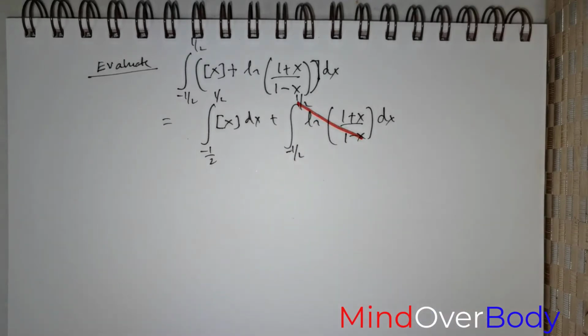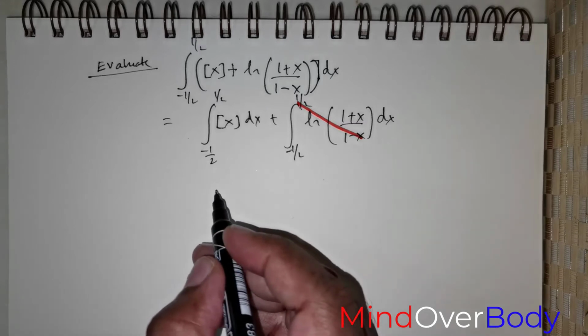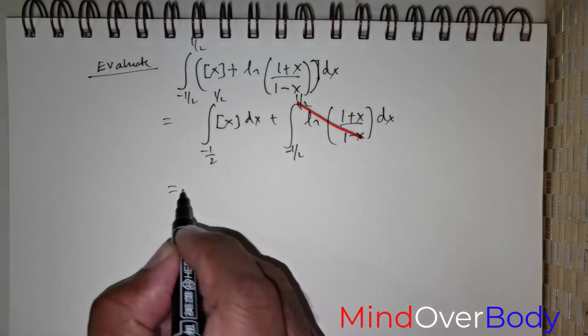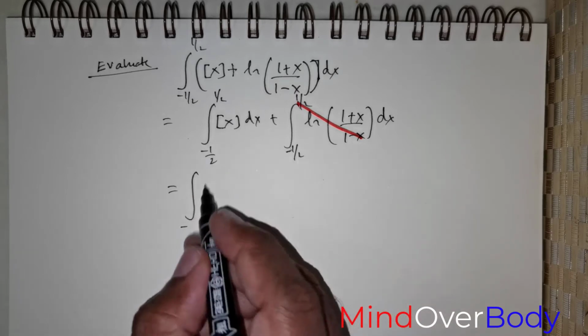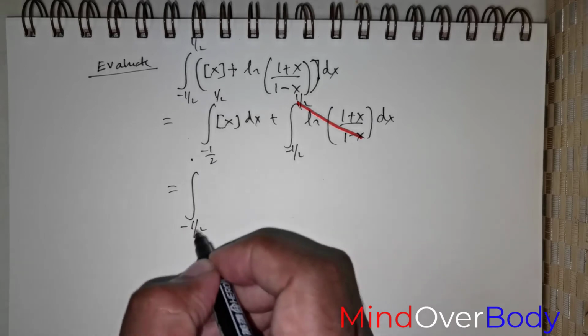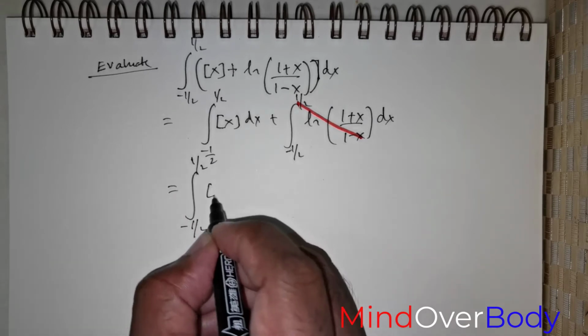Now previously we have shown that this is an odd function, and I suggest that you go and have a review of it. Now we are expected to integrate the greatest integer function of x between negative 1 over 2 to positive 1 over 2.